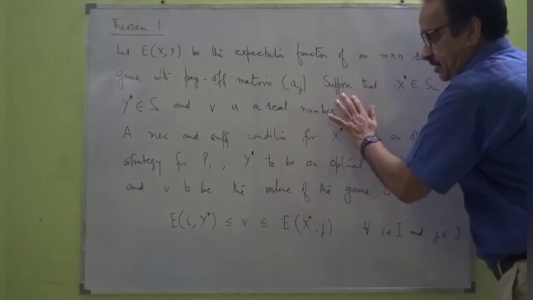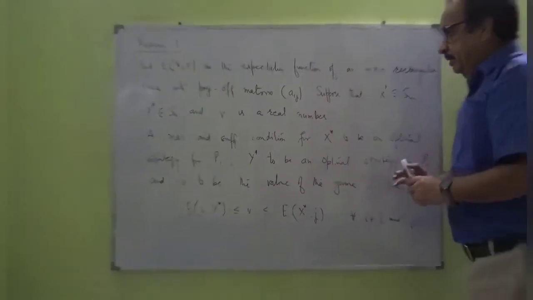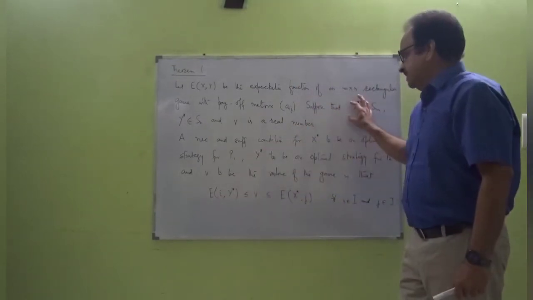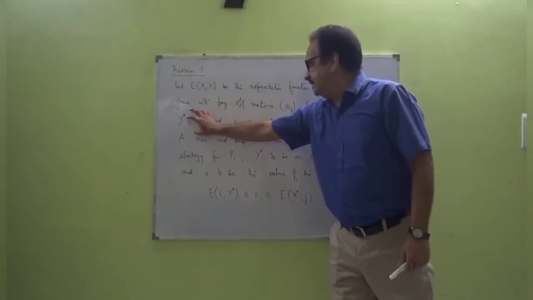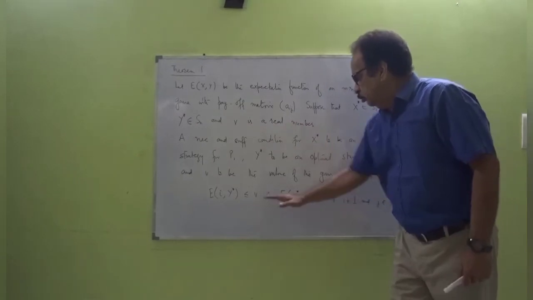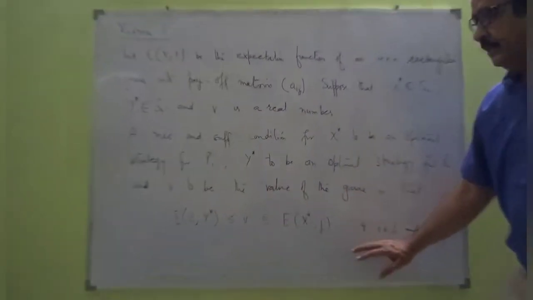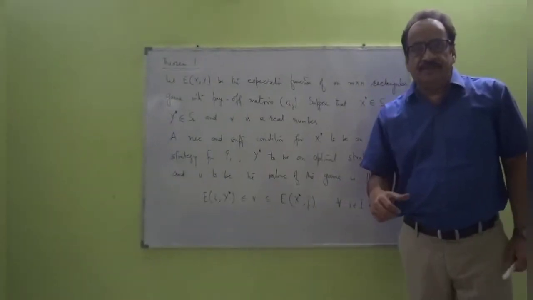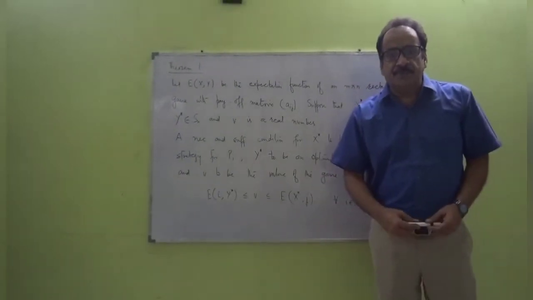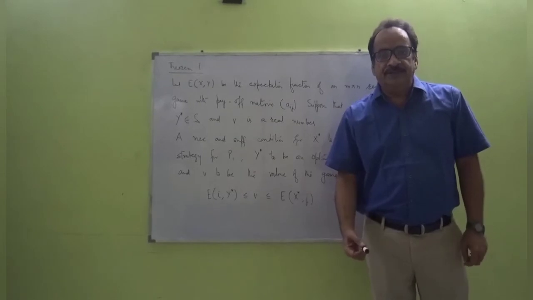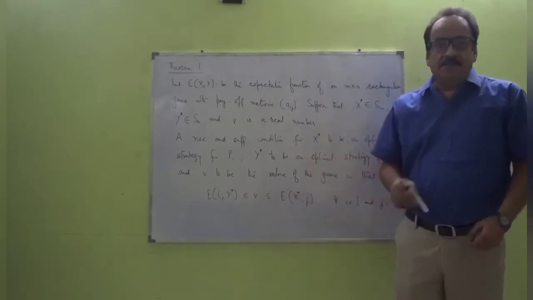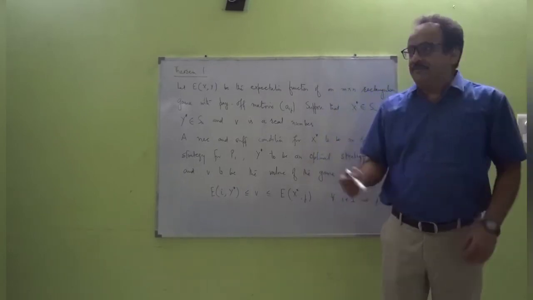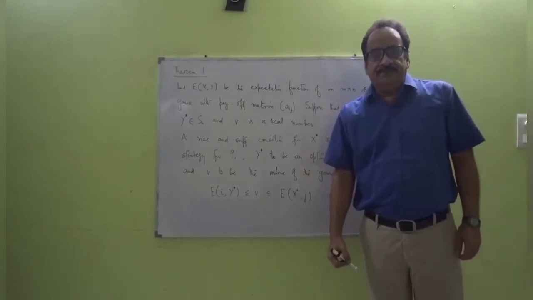Now, this theorem tells us that if we find some x star in Sm, y star in Sn, and a real number v which satisfies this, then by this result, x star will become an optimal strategy for P1, y star will become an optimal strategy for P2, and v will be the value of the game. This precisely helps us in writing the linear programming equivalents of a game.